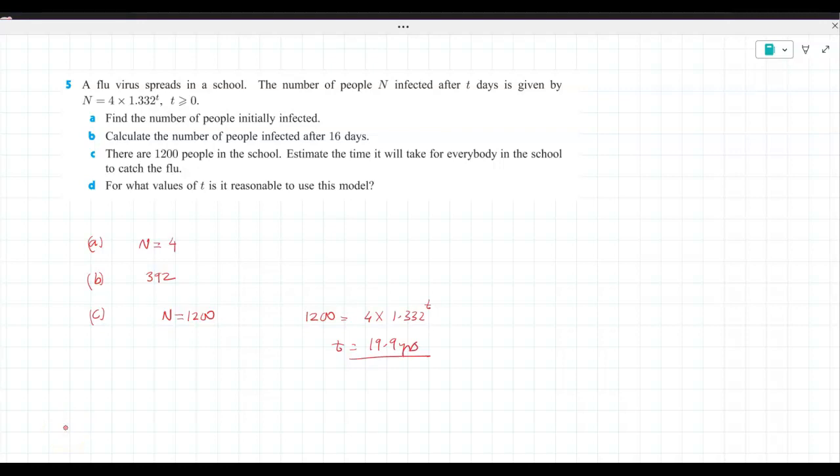Is it 19.9 days? For what values of t is it reasonable to use this model? There are 1200 people till 19 days only. You can say from 0 to 20 days, because then everybody gets infected, which means you can use it only for 19.9 days.